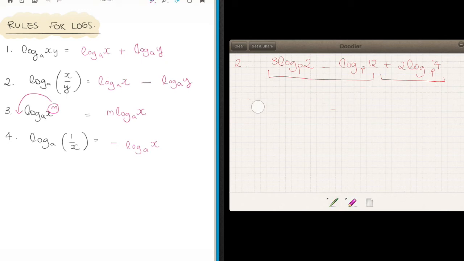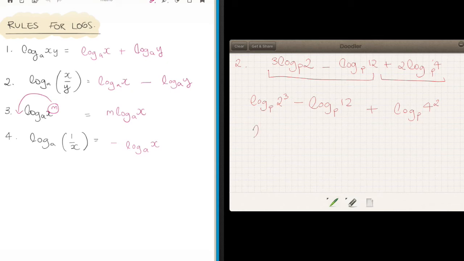So, okay, let's write that down. It'll be log base p of 2 to the power of 3 minus, now we have this, so let's say that's just log base p of 12. We can't really do much to that. Now we have plus, we do the same thing here, we just put log base p of 4 to the power of 2. Now multiplication comes before division, and addition also comes before subtraction.